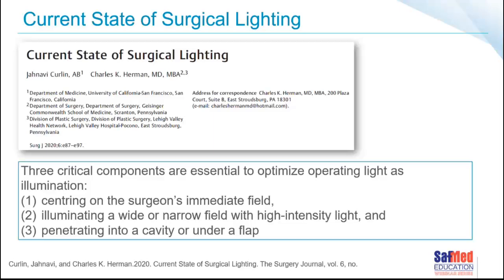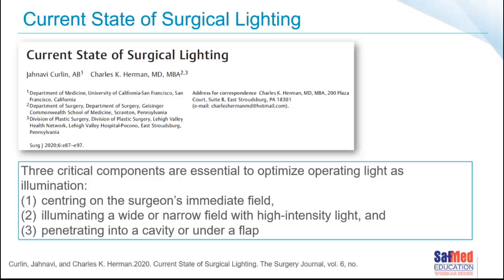And they talk about centering on the surgeon's immediate field, so being able to center the light in the right place, which means you're looking for something that's also movable. Being able to illuminate either a wide or a narrow field, and doing so with a high intensity of light. And that we're looking for light that can also penetrate into a cavity or look, for example, under a flap. Those are the three most important concepts around surgical lights.